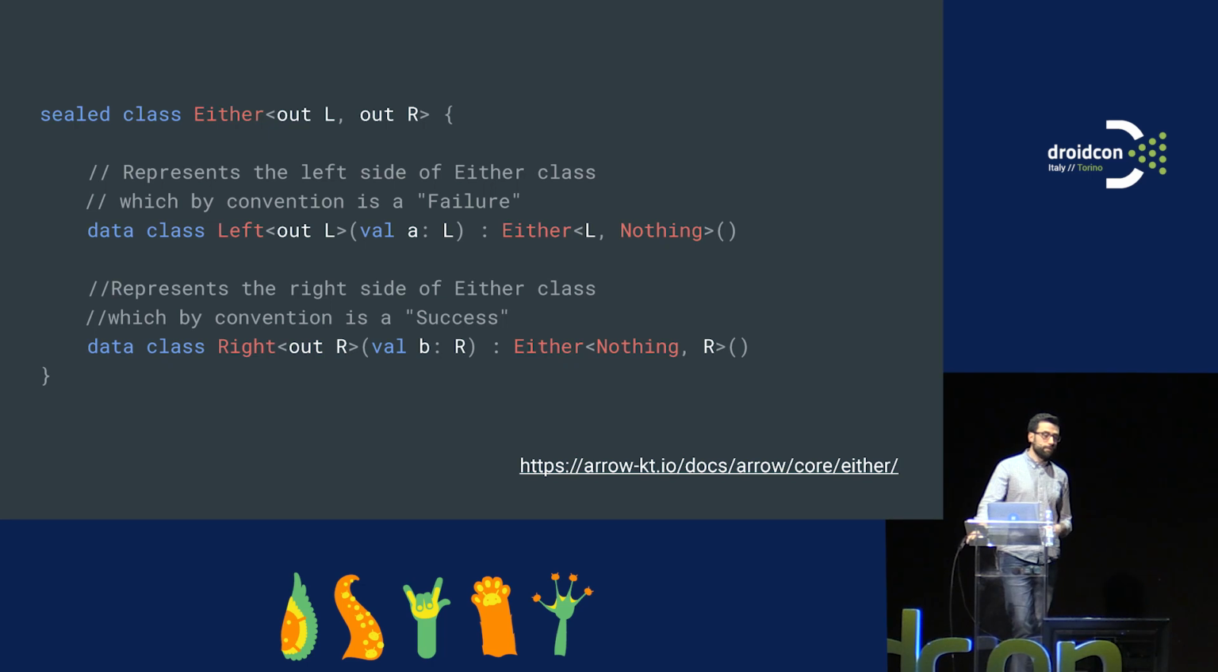Basically, Either is very useful for us in this case because this is going to represent two paths, like a happy path and a failure path, a success or a failure. And this is going to be helpful for us to then be able to model our data and to properly explain what are the paths that our application and our screen are going to follow. We have a left and we have a right. By convention, the left is used to describe a failure and the right part of it is used to describe a success.